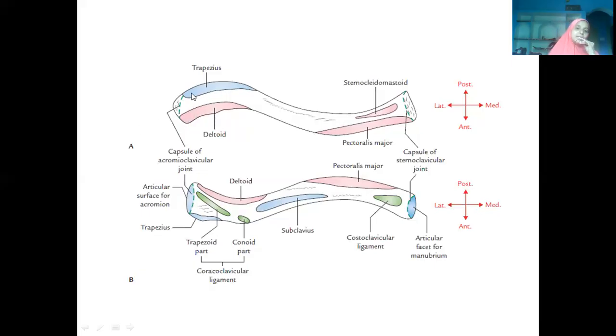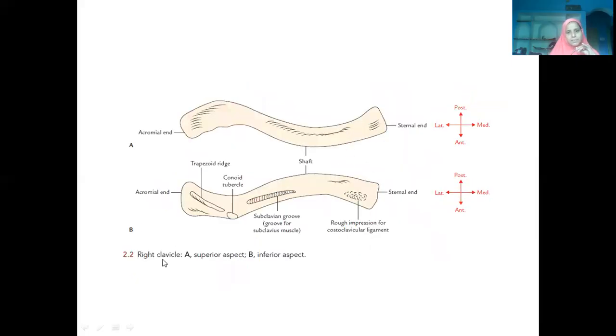Okay, and it is receiving the insertion of trapezius. Whatever is in blue color shows insertion. Superior and the posterior border, it is receiving the insertion of trapezius, trapezium shaped muscle. So overall, what aspect of this bone is this? What is this aspect we have seen?